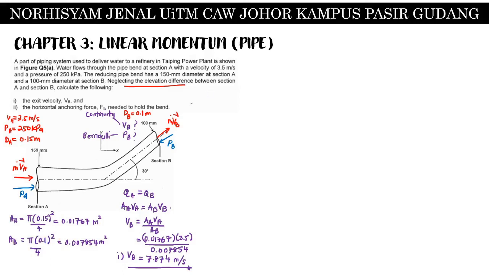Now we will continue and try to find PB over here. To do that, we have to use Bernoulli equation. So between point A and B, PA over rho G plus ZA plus VA square over 2G equals to PB over rho G plus ZB plus VB square over 2G. Since from the wording here we neglect the elevation difference, we neglect ZA and ZB, and then we know PA, VA and VB, so we have to find out what is PB here.